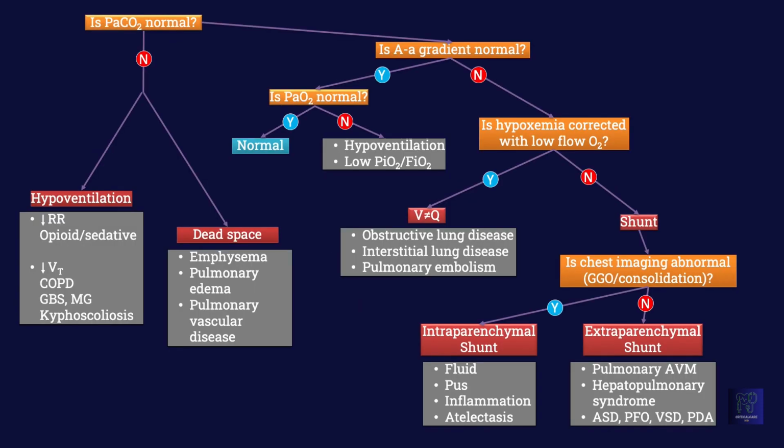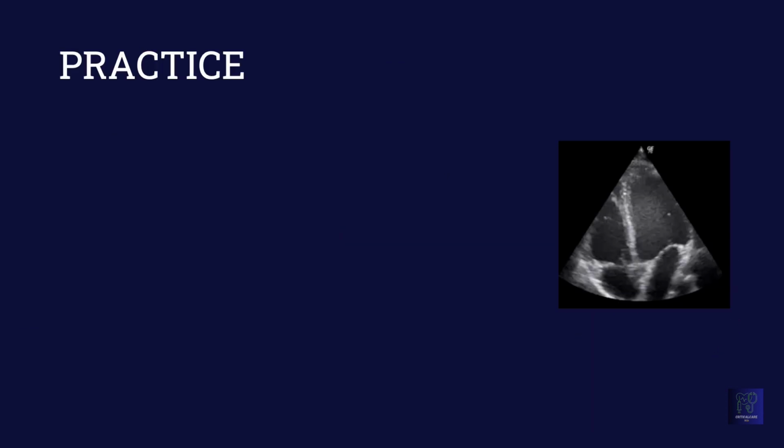Let's review our diagnostic algorithm. The patient's PaCO2 is normal, so we move on to the A-a gradient. Here it's highly elevated, it's very abnormal. Then the next step is looking at whether the hypoxemia is corrected with low flow oxygen or not. Here the patient is needing a lot of supplemental oxygen. He's on 100% oxygen. So at this point we are most likely dealing with shunt physiology. Then the next step is we look at the chest imaging. Here it is essentially normal. So most likely we are dealing with an extraparenchymal shunt.